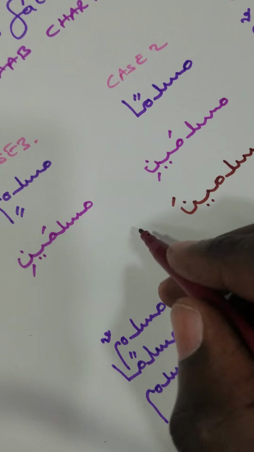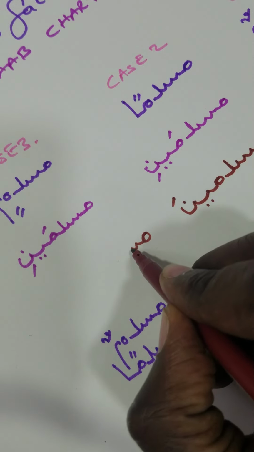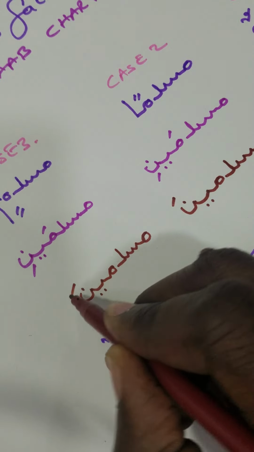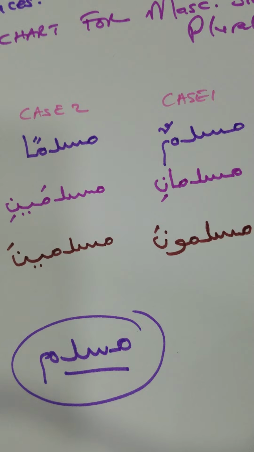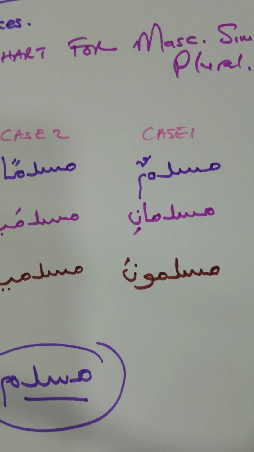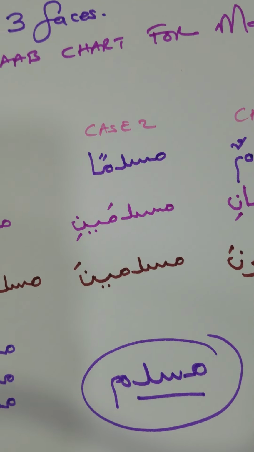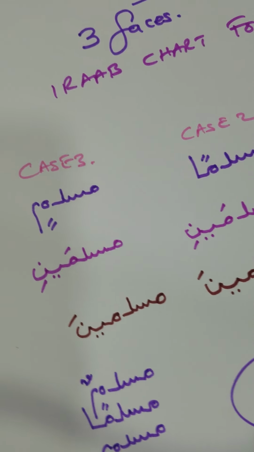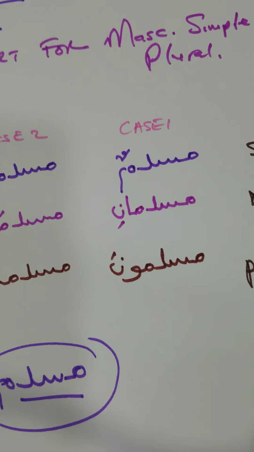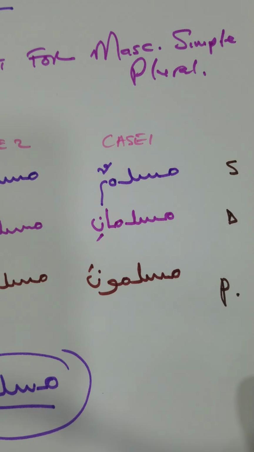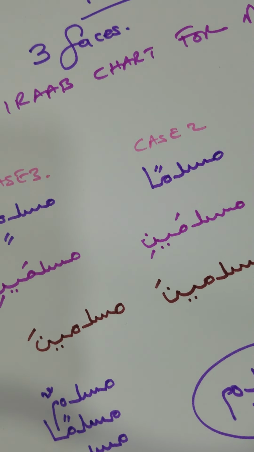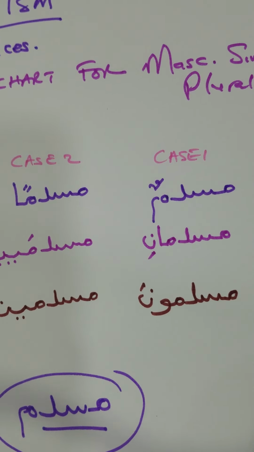And here case 3 will also have Muslimina. So you will notice something here: case 1 in duo is Muslimani, case 2 Muslimain, and here case 3 Muslimain. Same here on case 1, plural is Muslimuna, case 2 is Muslimina, and case 3 Muslimina. So I want you to look into these things like a table.